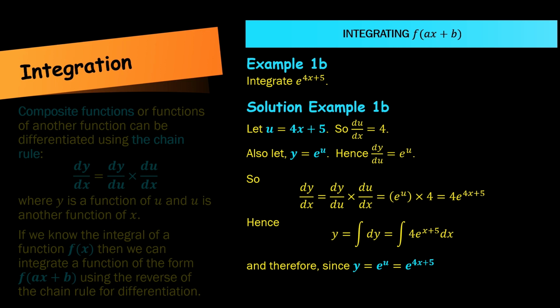Now since y equals e to the power u, which equals e to the power 4x plus 5, we have that the integral of e to the power 4x plus 5 dx equals 1 over 4 times e to the power 4x plus 5 plus the constant of integration c.